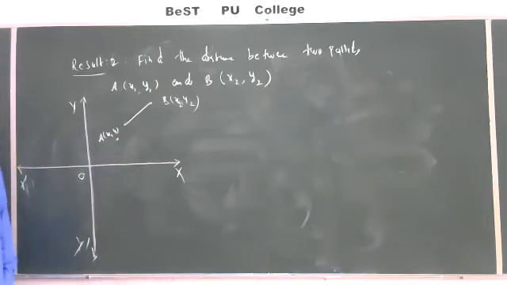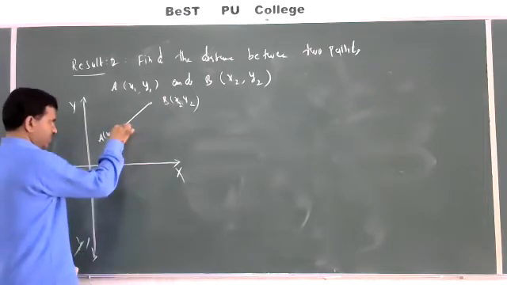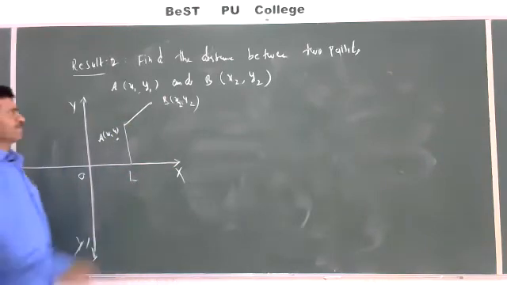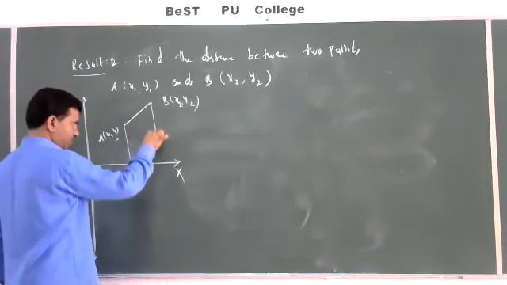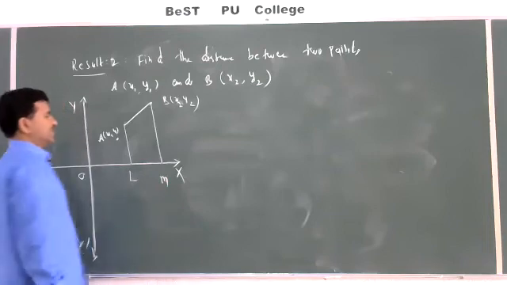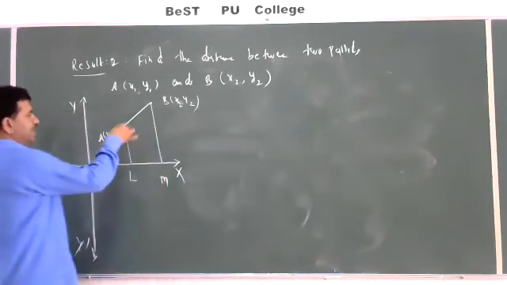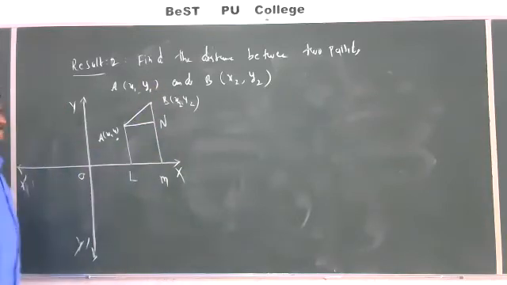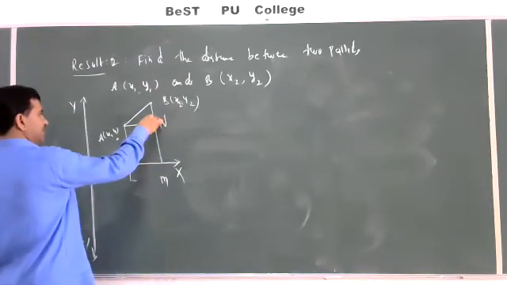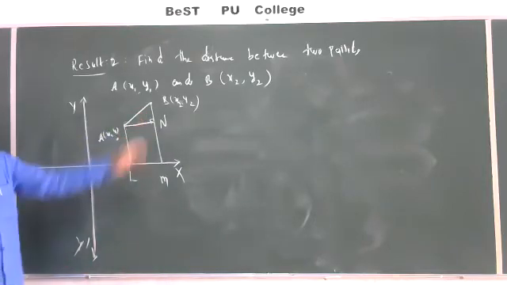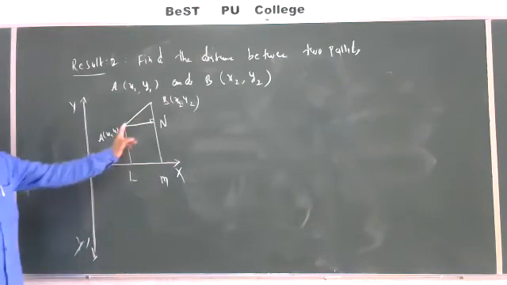See what we can do here also. See the possible construction. Draw AL perpendicular to the x-axis, BM perpendicular to the x-axis, and AN perpendicular to BM. So the same technique. Earlier what we have done, directly we got a right angle triangle. Here also, by using the right angle triangle, we can find the distance AB.